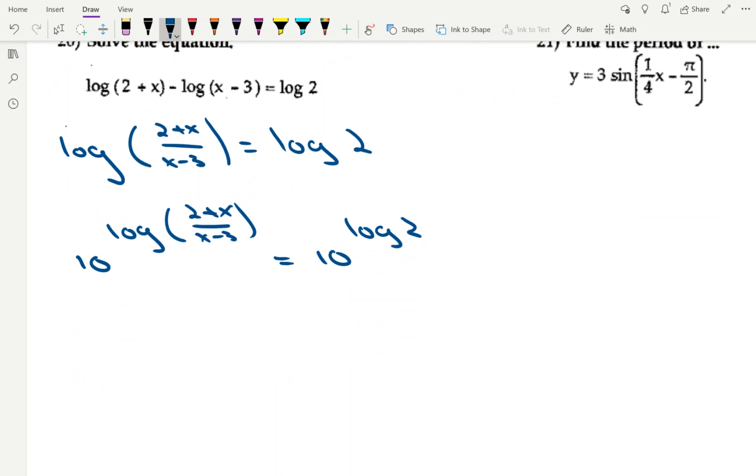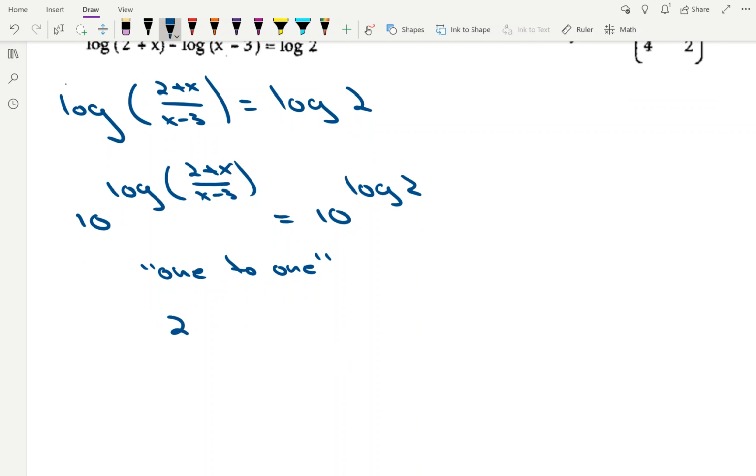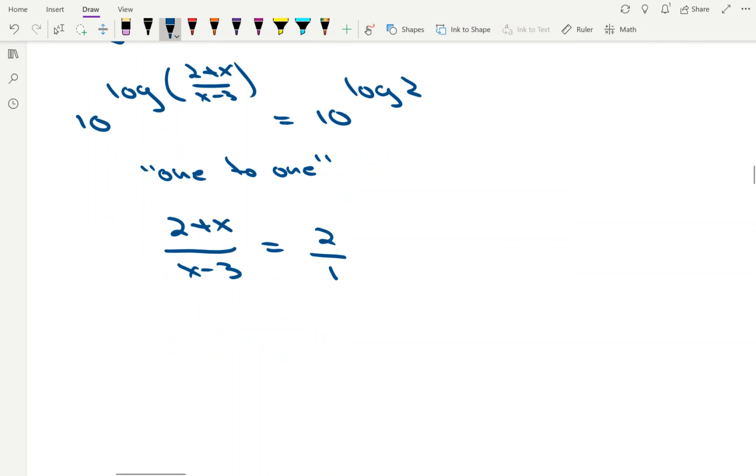You could even use the one-to-one property and be done with it if you wanted to. If you noticed in the beginning that you have logs on both sides, just set the arguments equal to each other. So I'm left with (2 plus x) over (x minus 3) is equal to 2. I'll put a 1 underneath it just so everybody understands cross product. So that's 2 plus x, because 1 times 2 plus x is just 2 plus x, and then 2 times x minus 3.